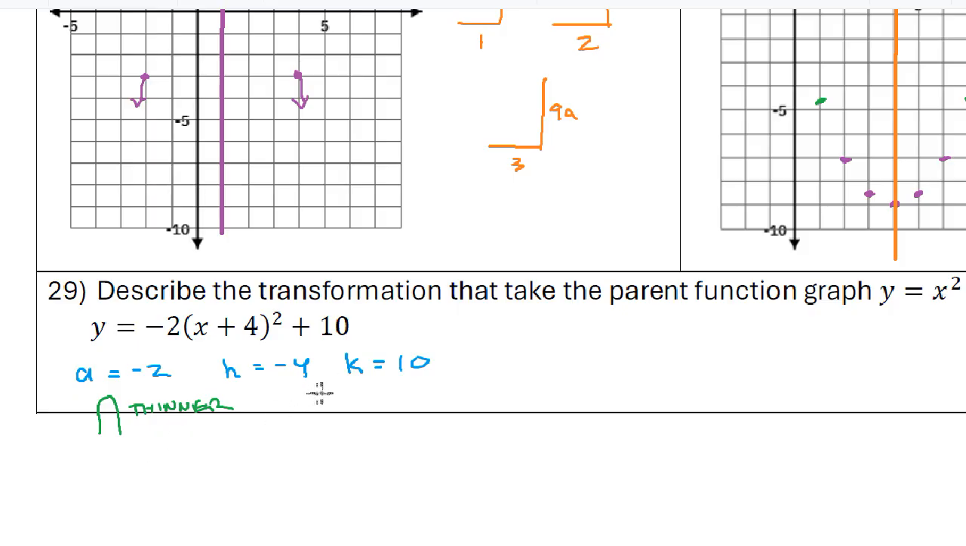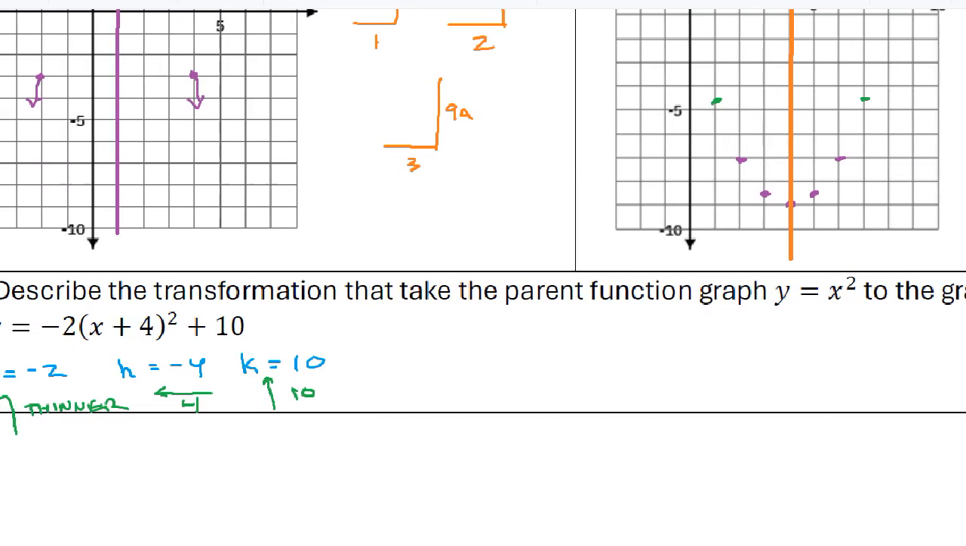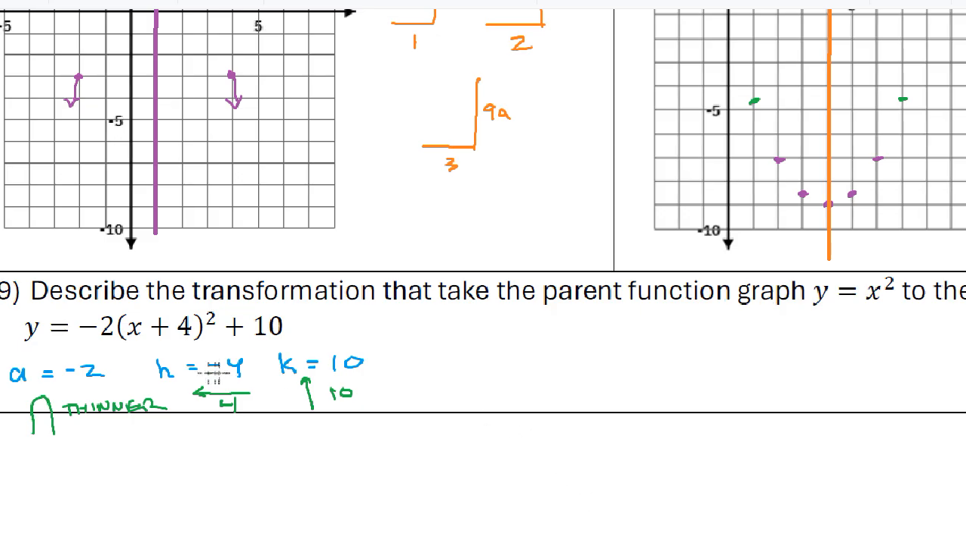Take a look at our h value. -4 means we're going to go left, left 4. And our k value of 10 means we're going to go up 10. So that's pretty easy, class. If you find a, h, and k, just go ahead and verify what they do to your parabola, and then just write this out.